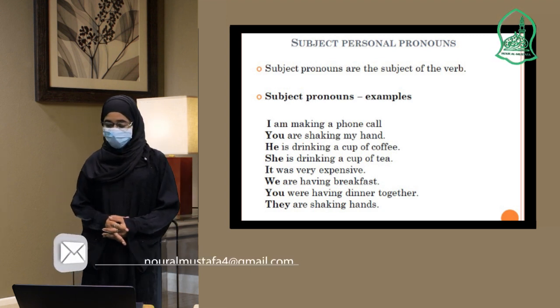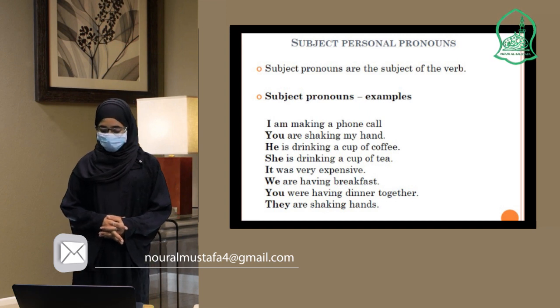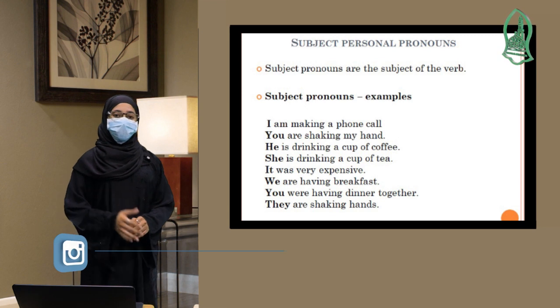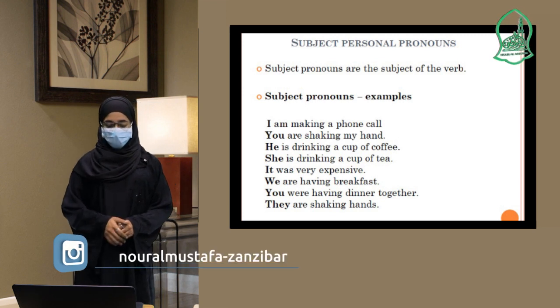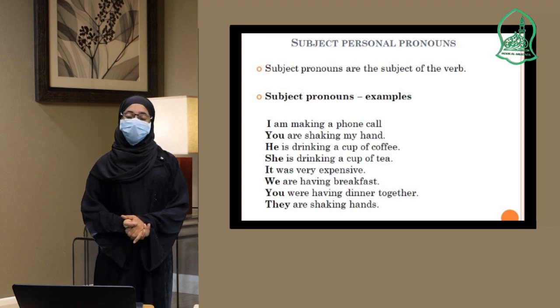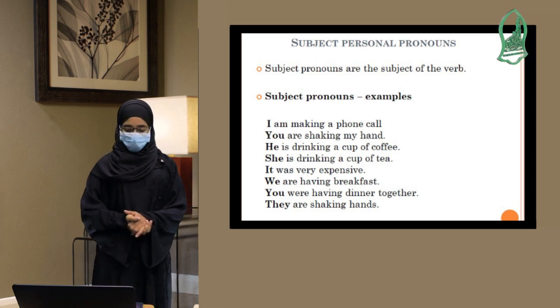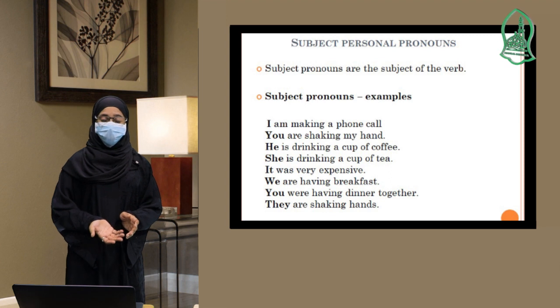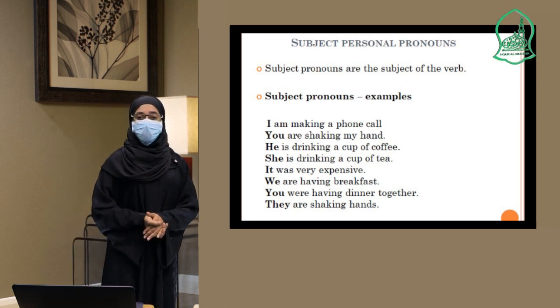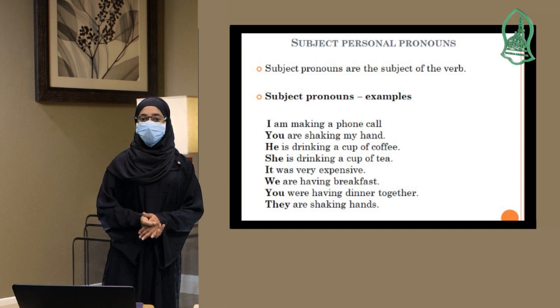We are having breakfast. We is also a subject personal pronoun. You are having dinner together. And the last one, they are shaking hands. So these are the subject personal pronouns: I, you, he, she, it, we, you, and they. We have already explained the uses of these subject personal pronouns.